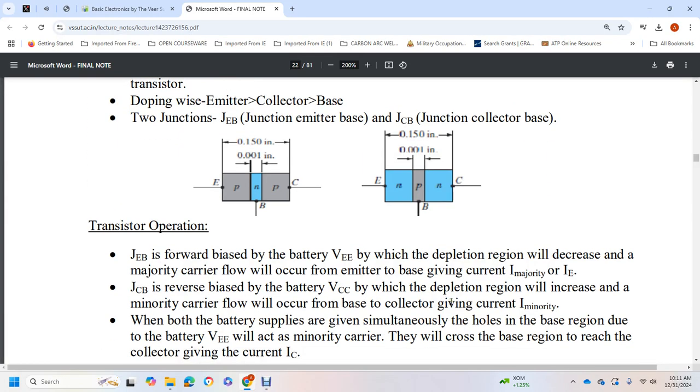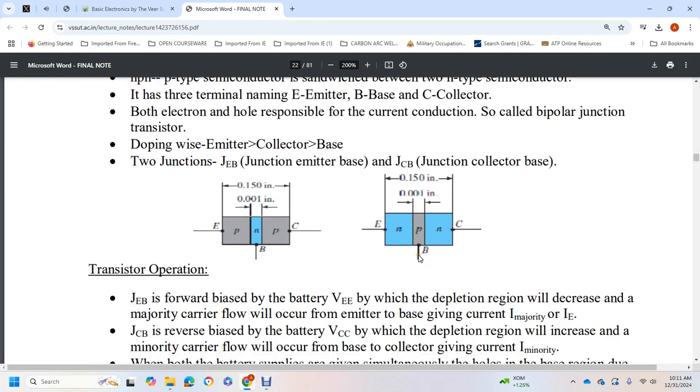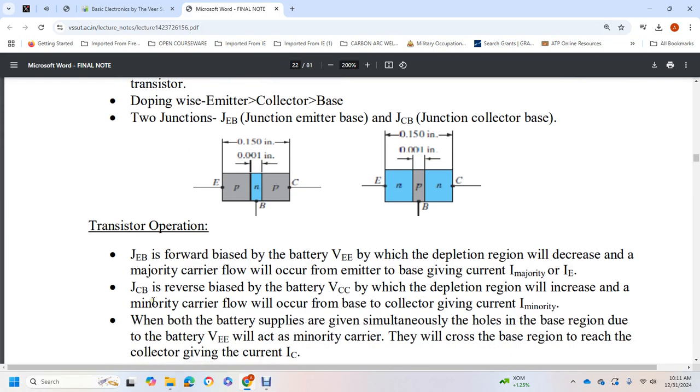Transistor operation. The emitter base junction is forward biased by the battery VEE, which decreases the depletion region and allows majority carrier flow across the emitter base junction, giving the emitter current IE. The collector base junction is reverse biased by the battery voltage, giving a constant current, and the depletion region increases. A majority carrier flow occurs over the collector, giving the collector current, along with a minority carrier current.